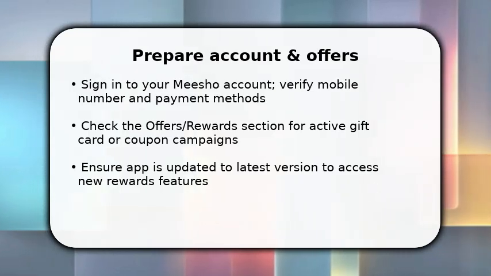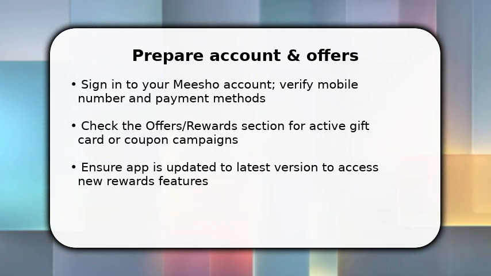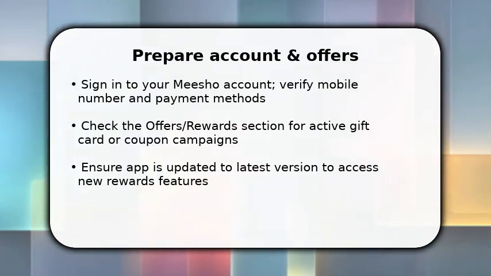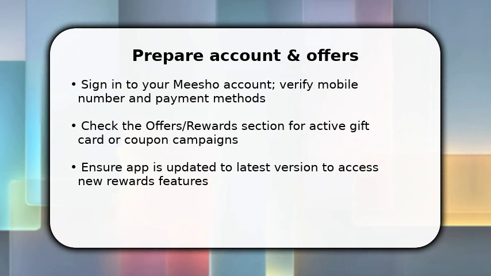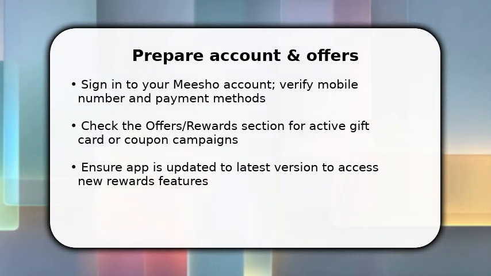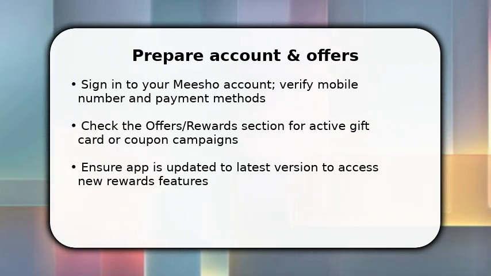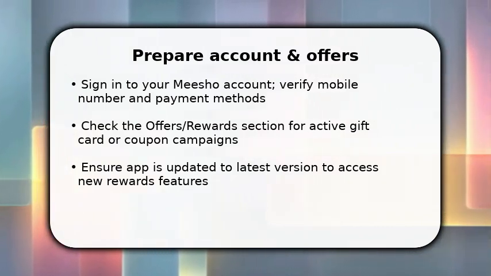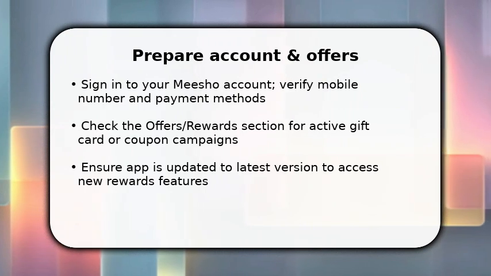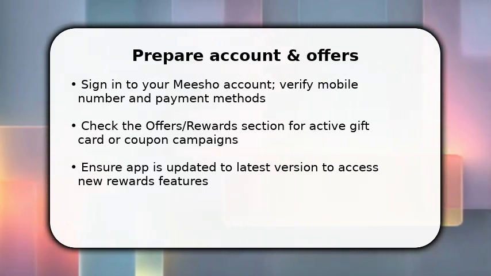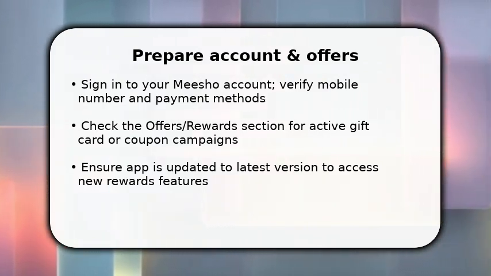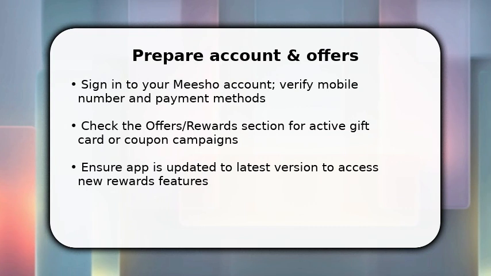You start by opening Meesho and confirming your account is fully verified. This matters because unverified accounts can't claim some rewards. Once done, go straight to offers or rewards to spot gift card campaigns and read eligibility terms. Make sure your app is updated so new campaigns are visible, and confirm your default payment method. These small checks prevent errors when you claim or check out.